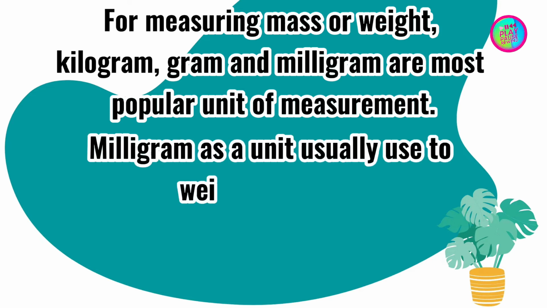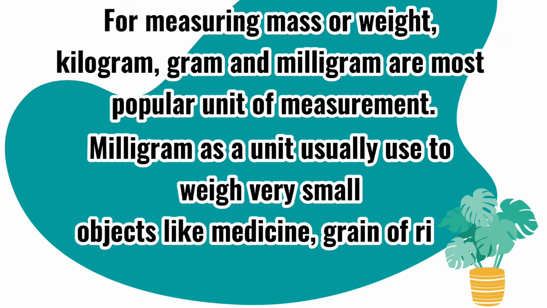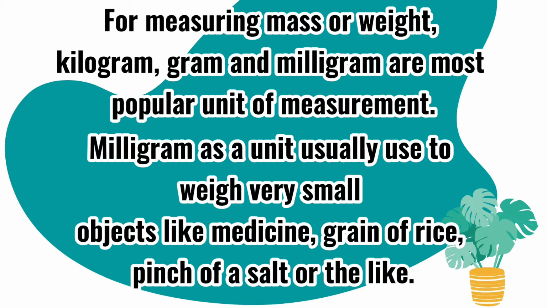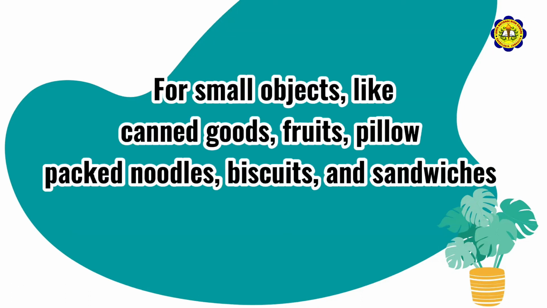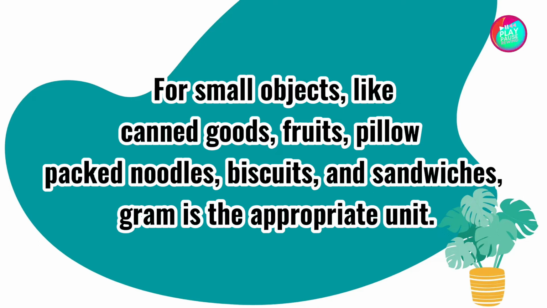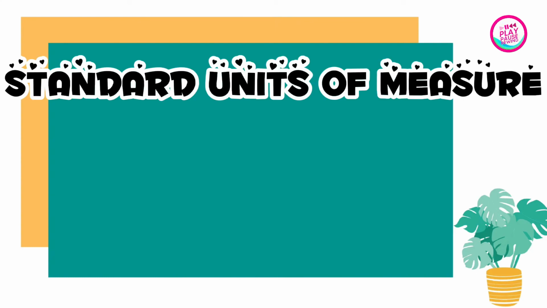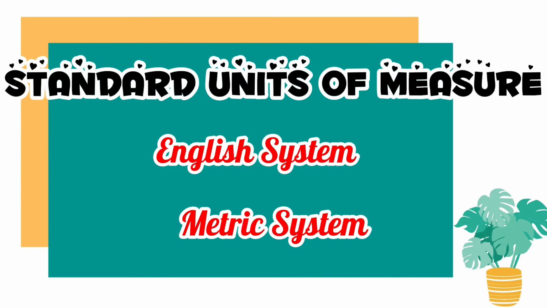Milligram as a unit is usually used to weigh very small objects like medicine, grain, or rice, pinch of salt, or the like. For small objects like canned goods, fruits, pillow, packed noodles, biscuits, and sandwiches, gram is the appropriate unit. And those are the standard units of measure in English system and metric system.